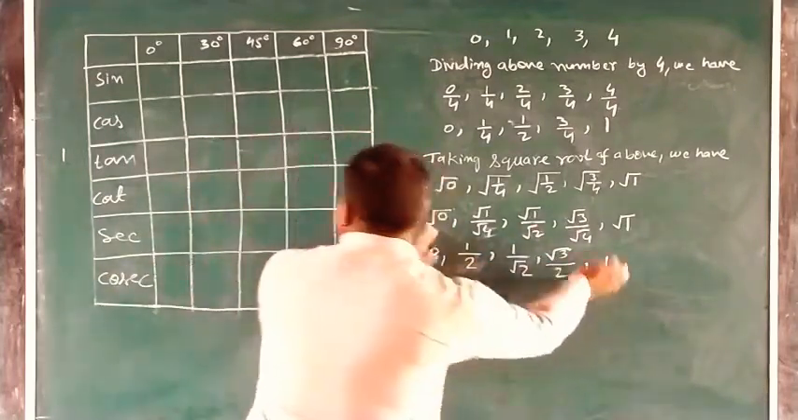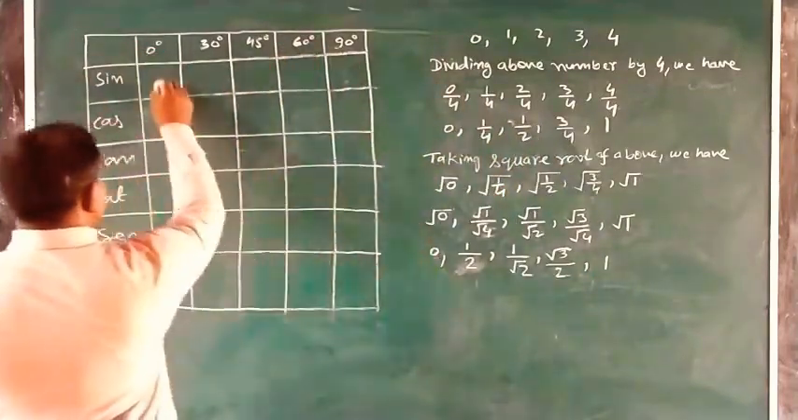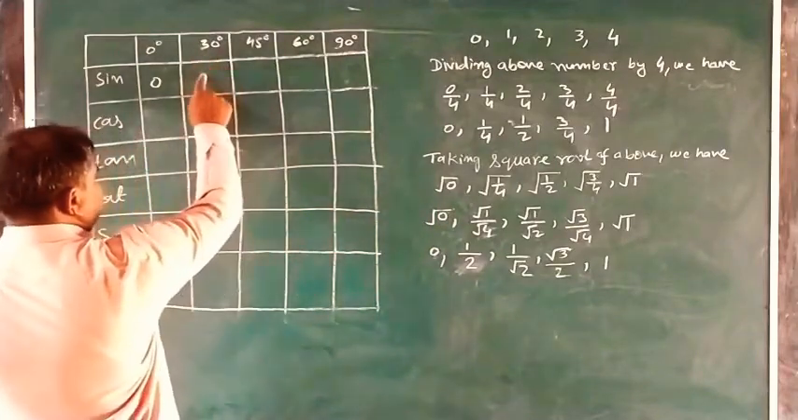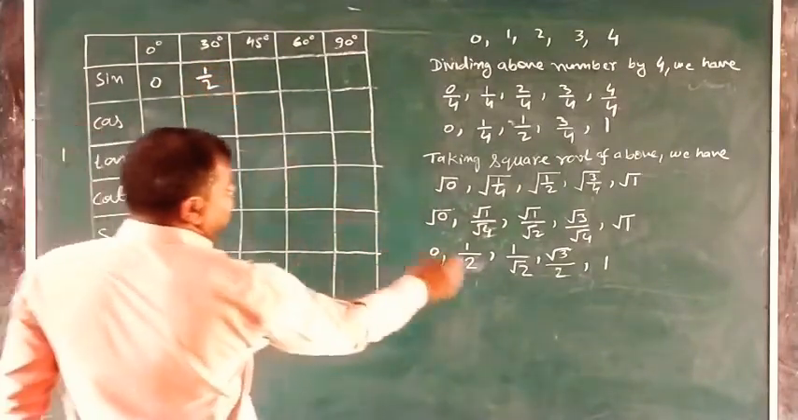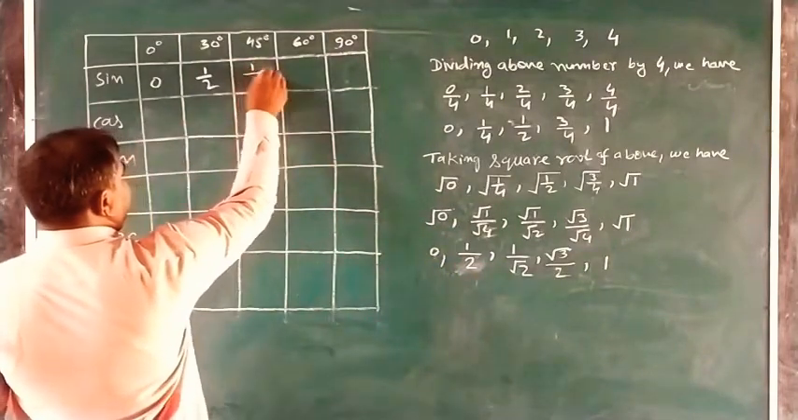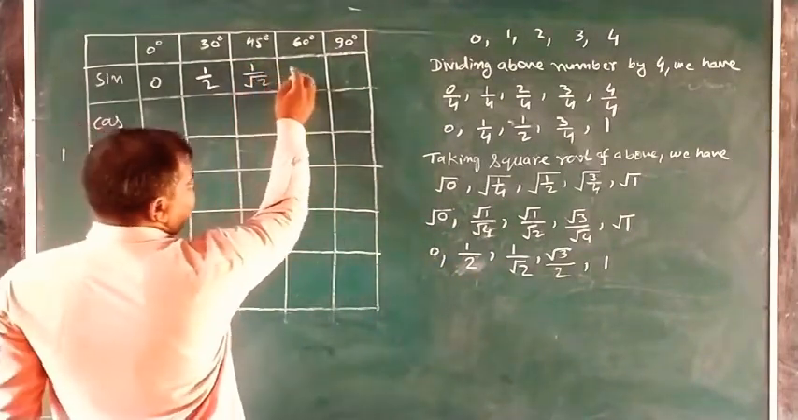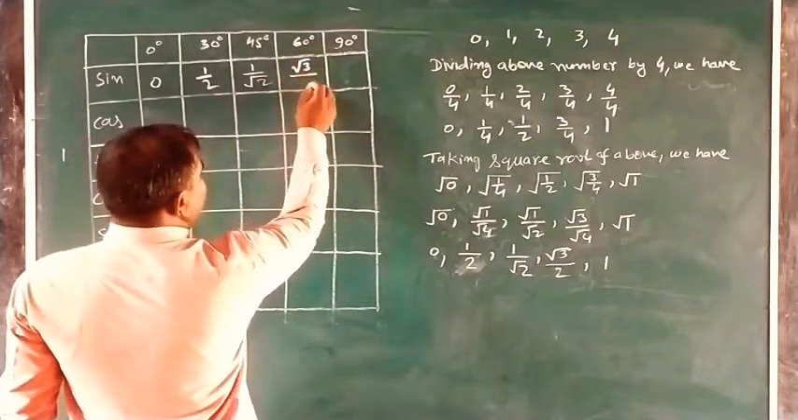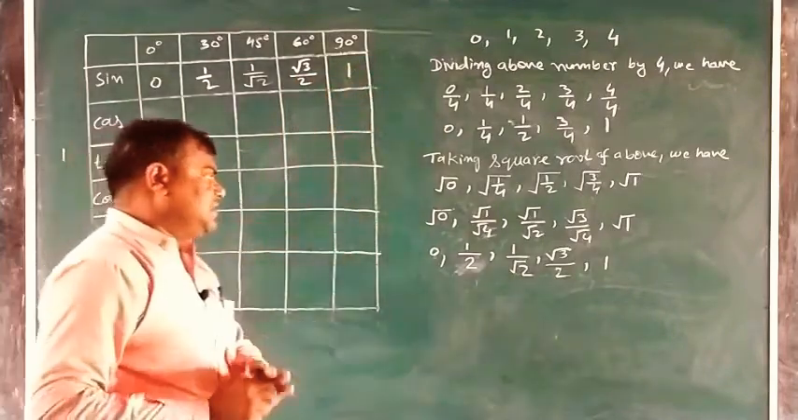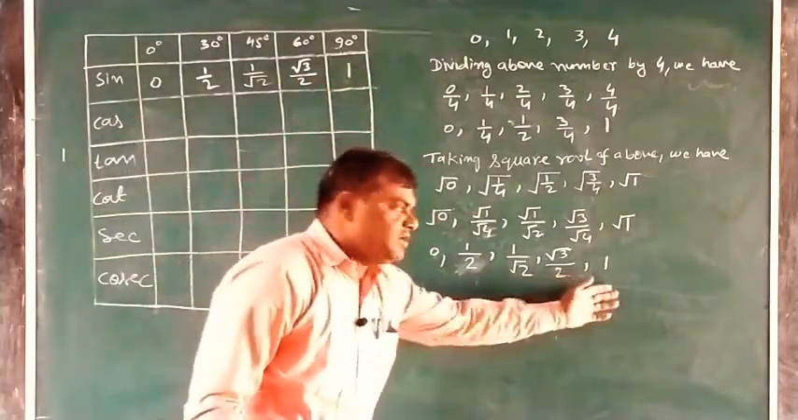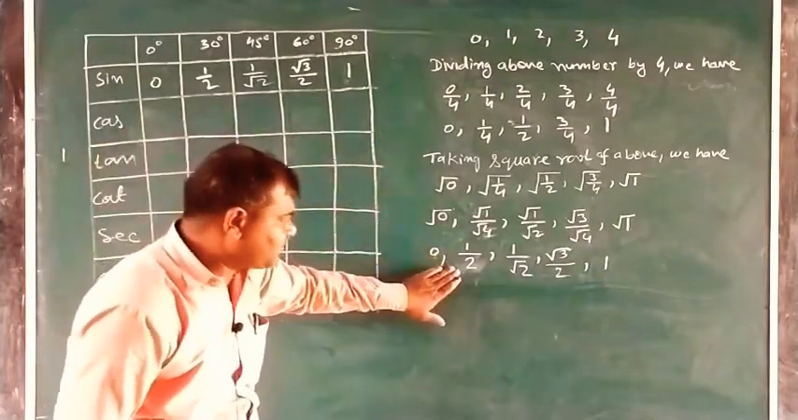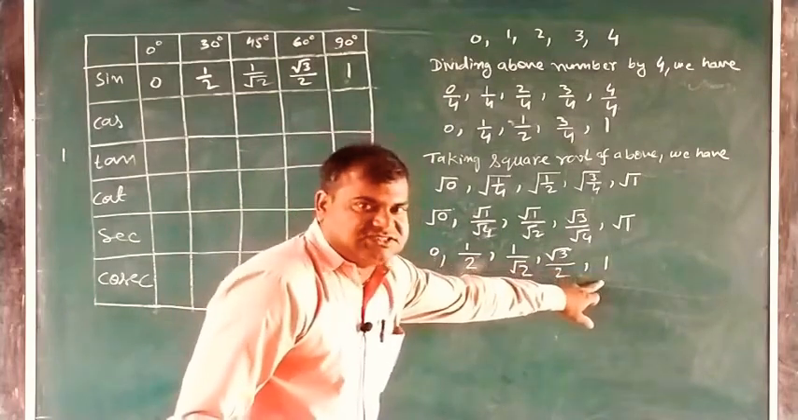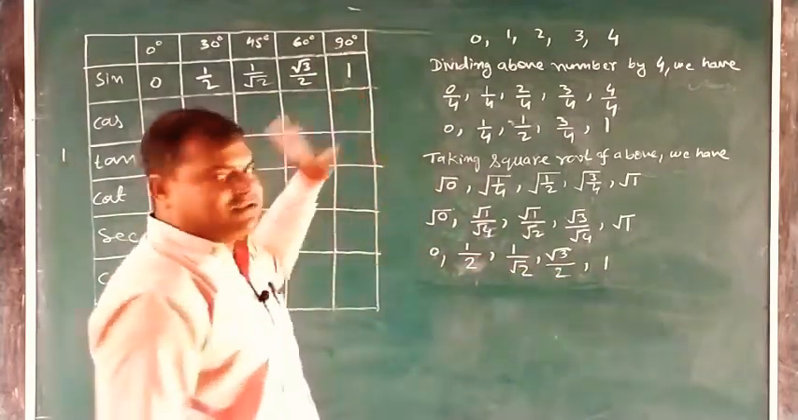So as such we are going to write here 0. Here 1 by 2. This is the value of 30 degree. And this is the value of 45 degree, 1 by under root 2, and as such under root 3 by 2 and 1. See here, we have 5 numbers. First number for 0 degree, second number for 30 degree, third number for 45 degree, fourth number for 60 degree, and last number for 90 degree.